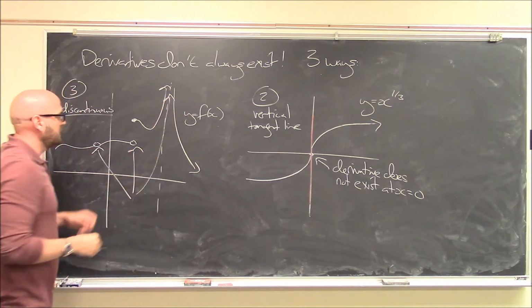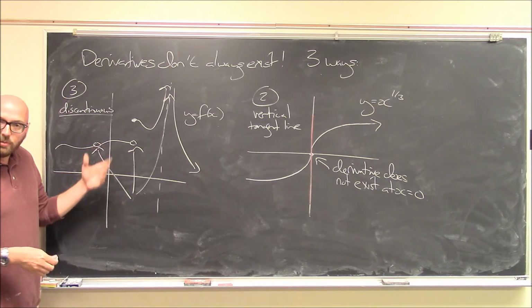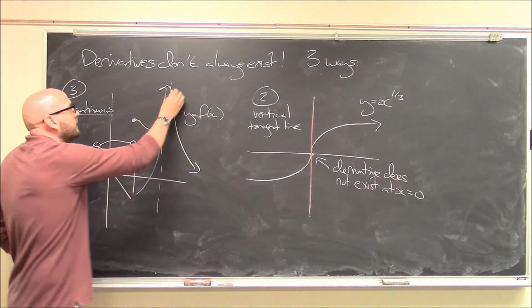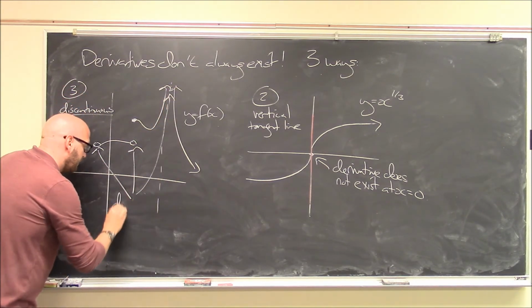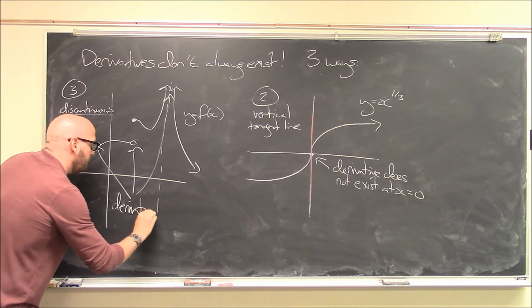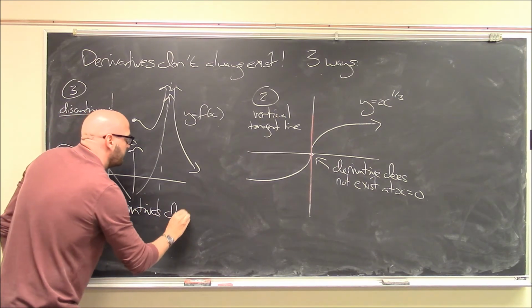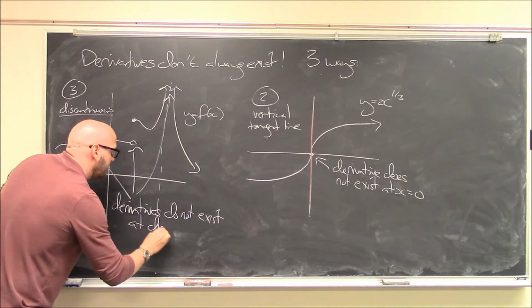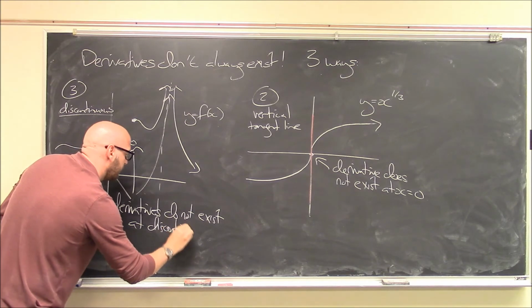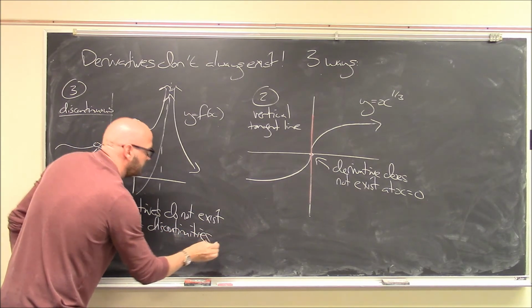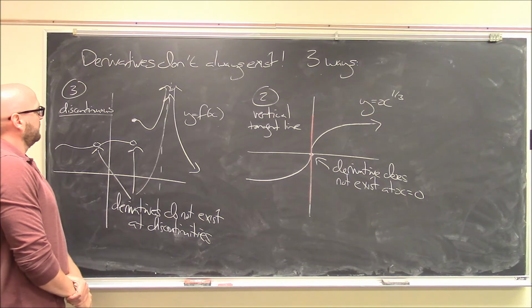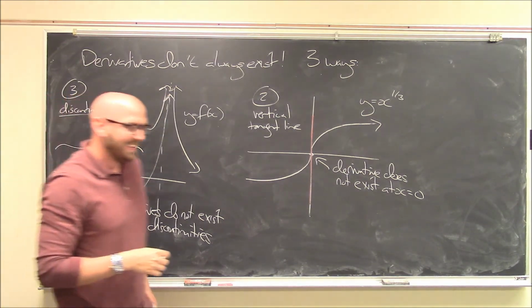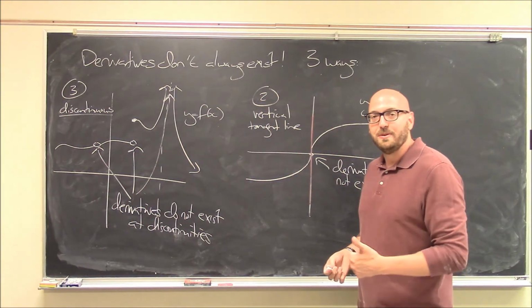I've got these 3 discontinuities right here. I've got this hole, sometimes called a removable discontinuity. We've got this jump discontinuity here, and here we've got this infinity thing, this infinite discontinuity. Derivatives do not exist at discontinuities. Not the nicest looking arrows in the world, but that's okay. Alright, so there's 3 ways derivatives can fail to exist.